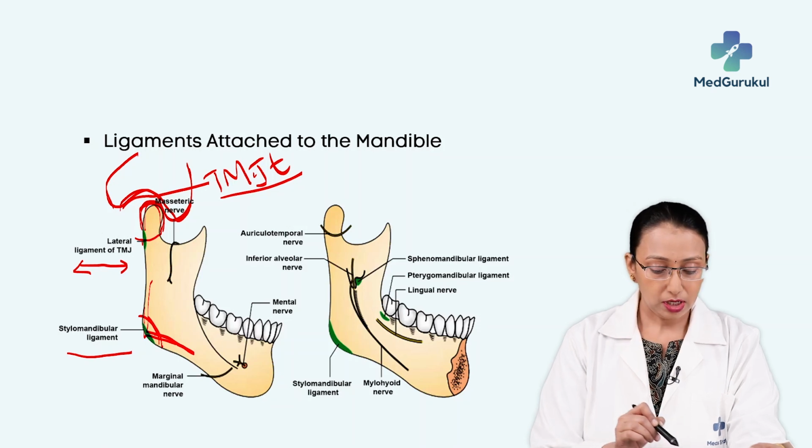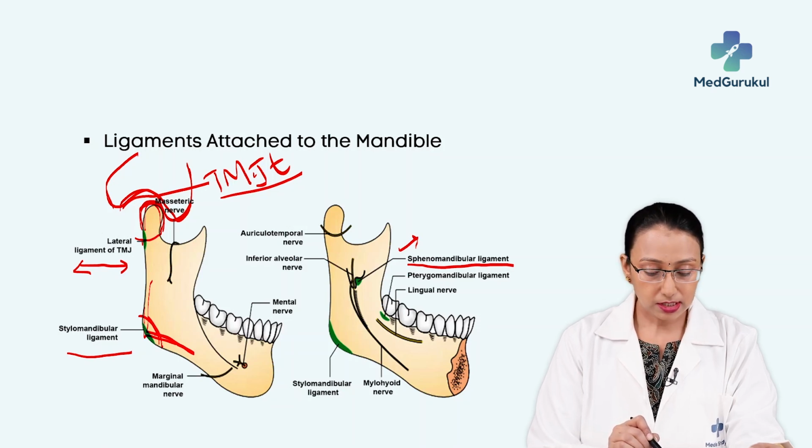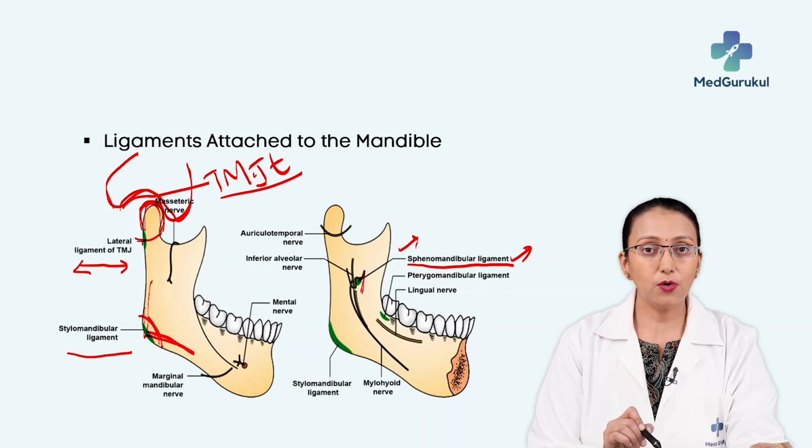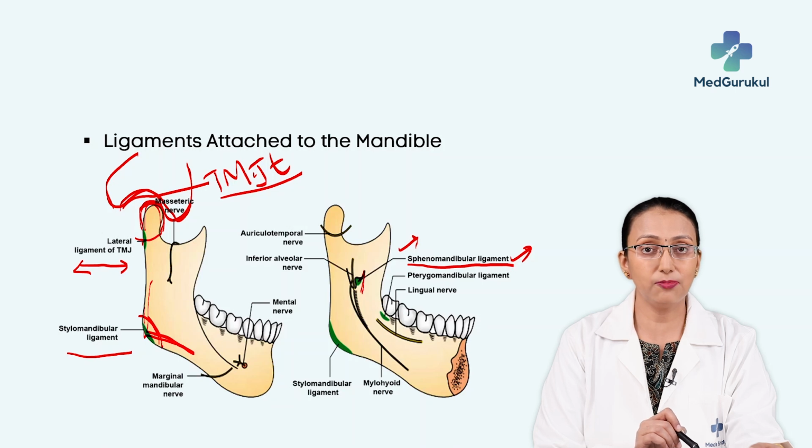Then we have one more ligament. On the inner surface it is the sphenomandibular ligament. It is attached from the spine of the sphenoid to the lingula. The sphenomandibular ligament is a derivative of the first pharyngeal arch, whereas the stylomandibular ligament is a thickening of the deep cervical fascia.